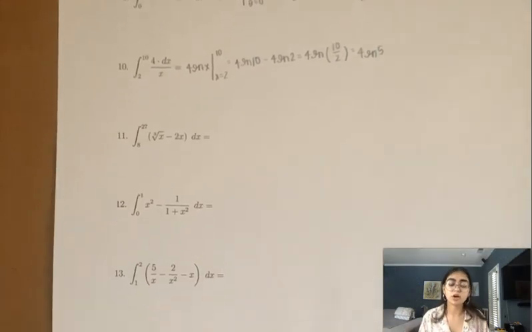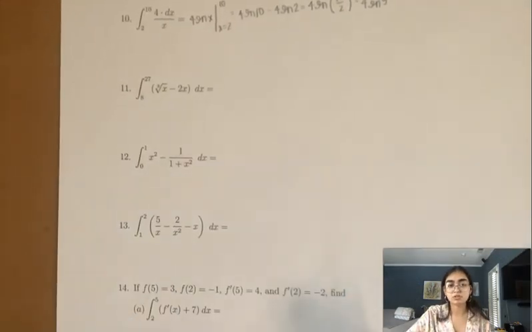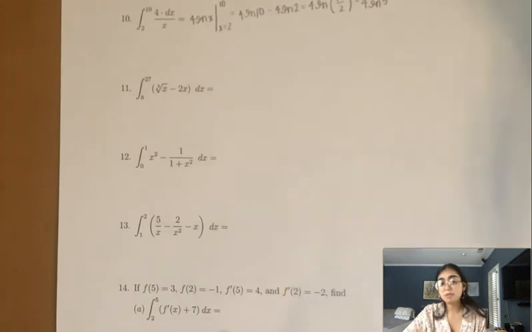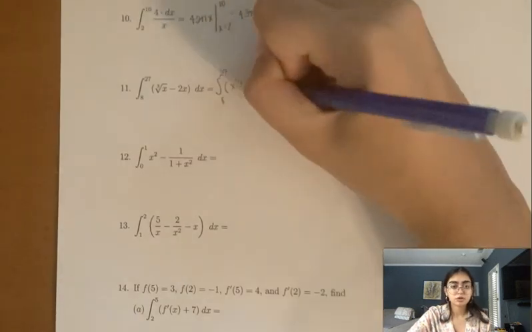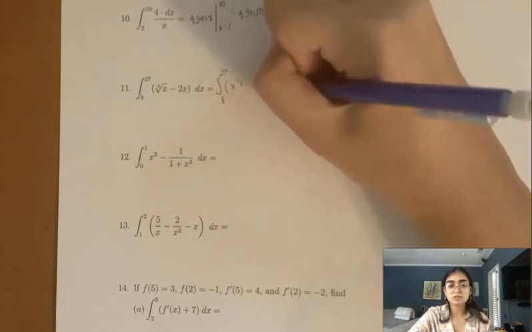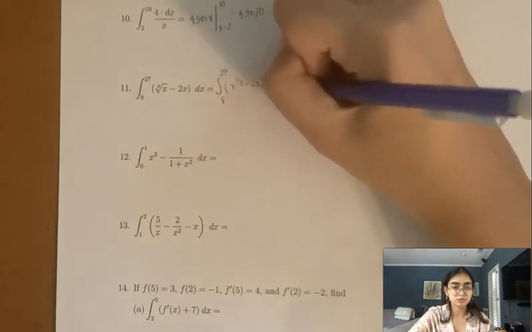Now we're going to move on to a problem where we actually do have to use the power rule. So first we're going to rewrite the cubed root of x to make it easier on us when we're trying to do the power rule. So that's going to be rewritten as x to the 1/3 power minus 2x.